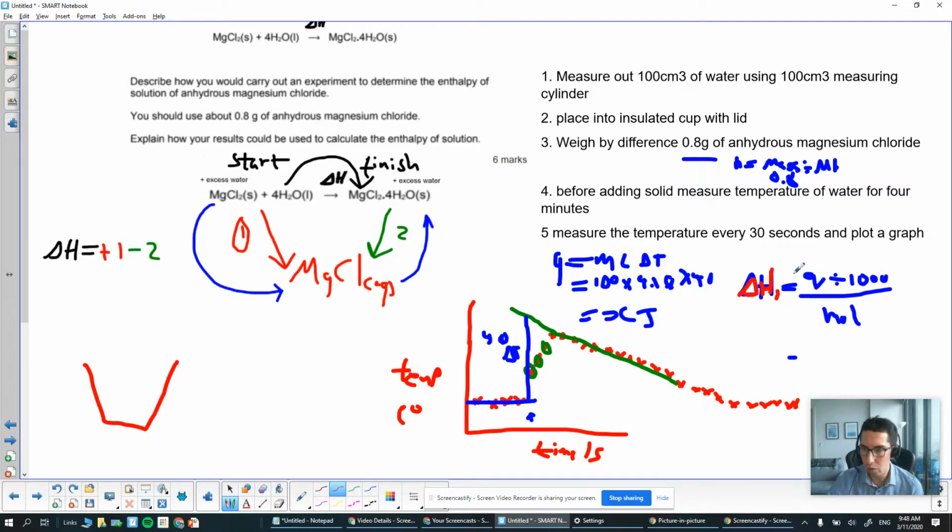We can repeat the whole lot again to work out number 2, but this time we're repeating the same experiment, rather than adding anhydrous magnesium chloride, we'll be adding the hydrated magnesium chloride. Do the same mass, everything the same, and work out delta H for this one. And that's how to do the question.